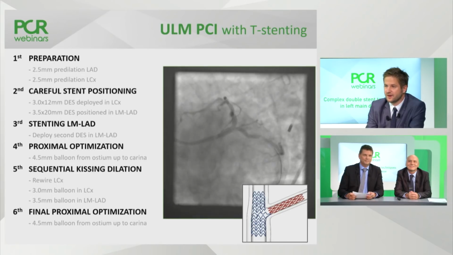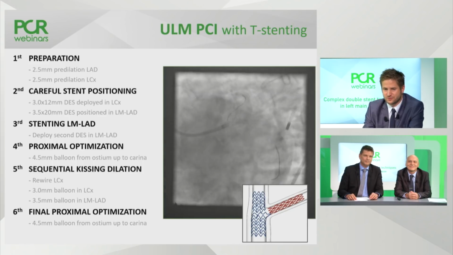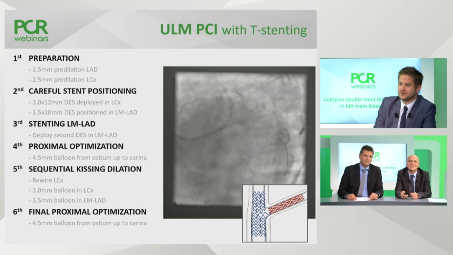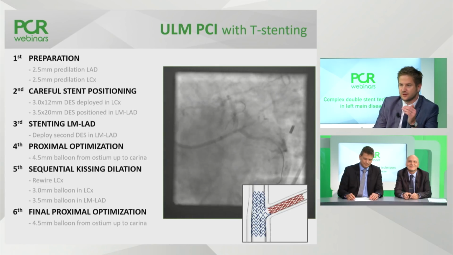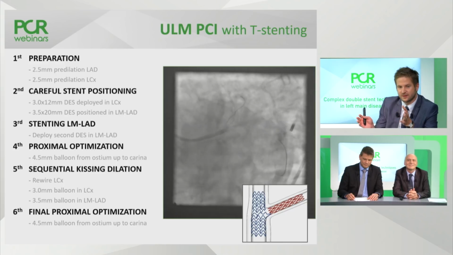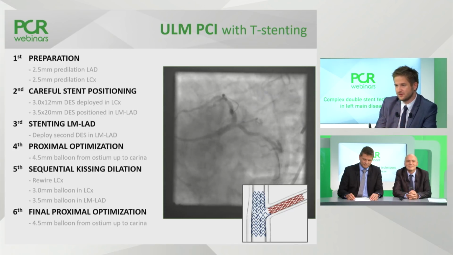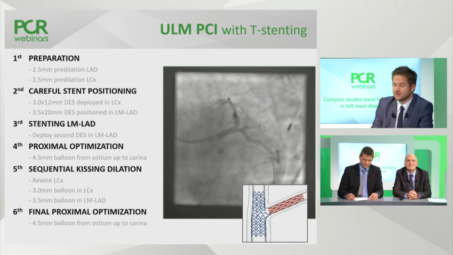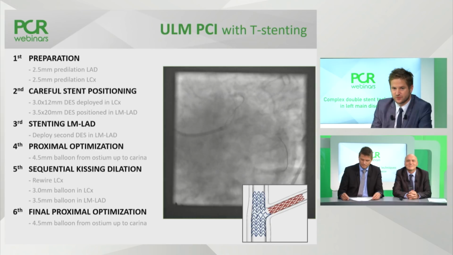Okay, so at the end, we managed to review this case really stepwise together. First of all, how to assess the clinical scenario, decide about the patient with surgeons, and how to do a T-stenting in clear 6 steps. Preparation of the lesion, careful positioning of the stent, first side branch, then main branch, proximal optimization, kissing with properly sized balloon, and again, final proximal optimization with properly sized balloons.